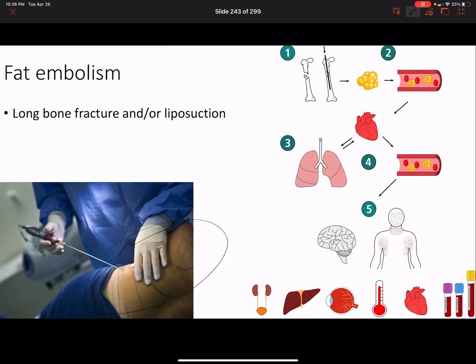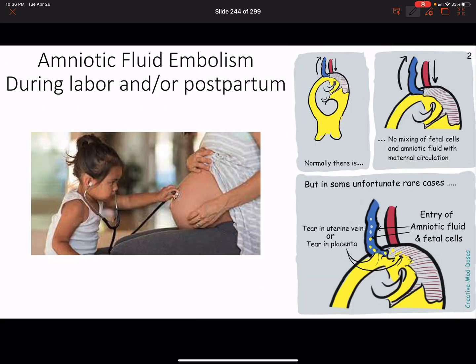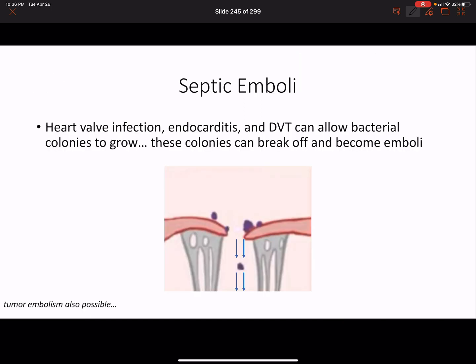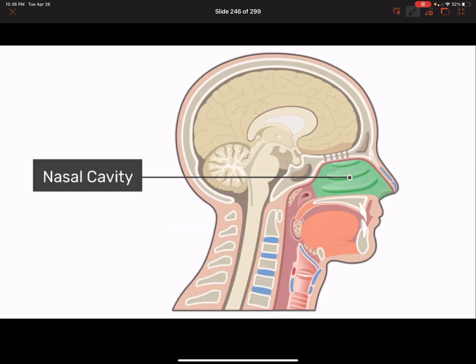Fat emboli, if someone has liposuction or someone breaks one of their long bones, like the femur or something, fat can come out. This can get caught in the lungs, or even worse, it could get past the lungs, get into the brain. Amniotic fluid emboli, during labor or postpartum, amniotic fluid can break out and can form a clot as well. Septic emboli, so heart valves and endocarditis, deep vein thrombosis can allow bacterial colonies to form, and these colonies can subsequently break off and become emboli themselves. Tumors as well can also become emboli.